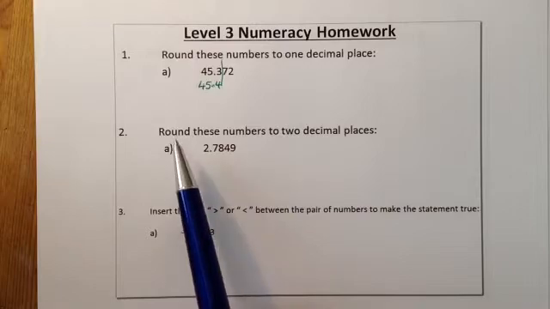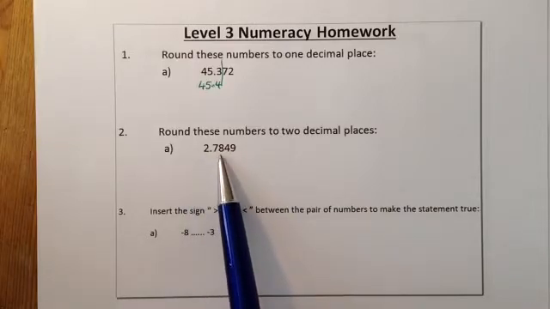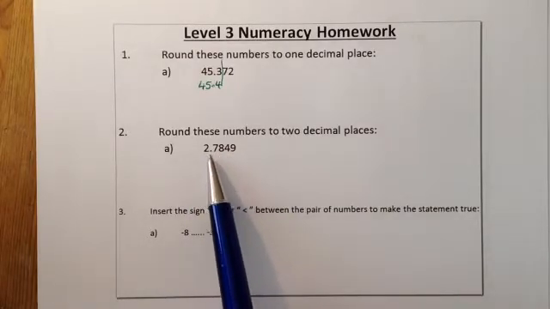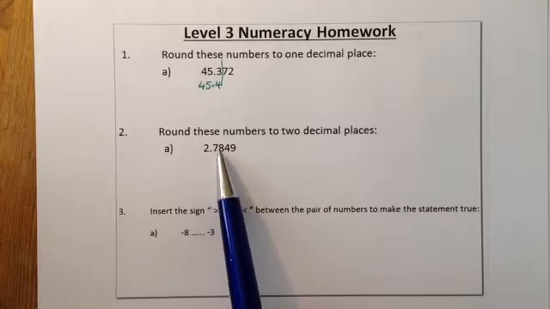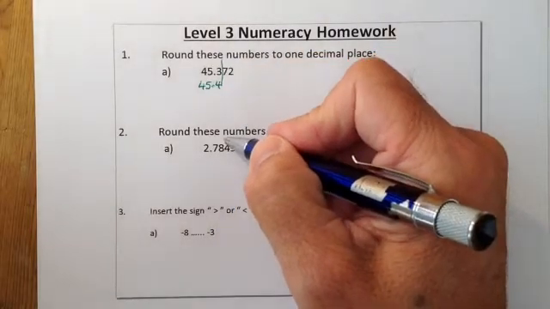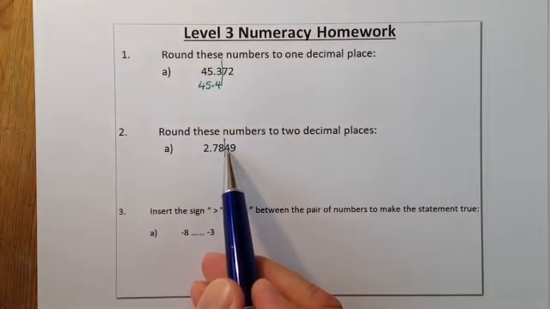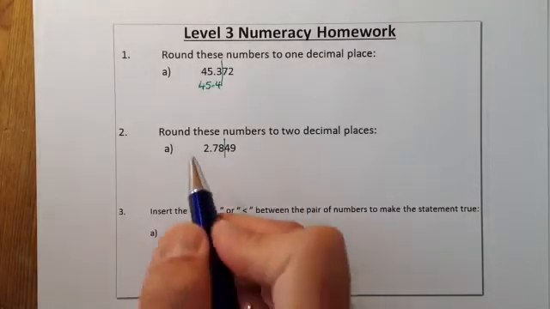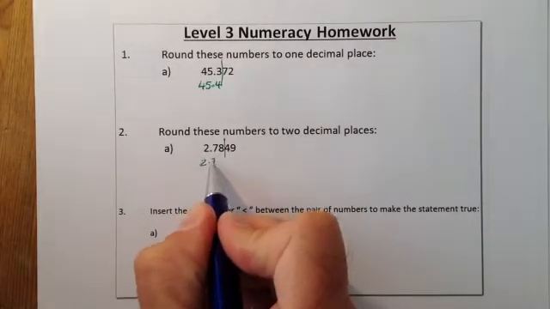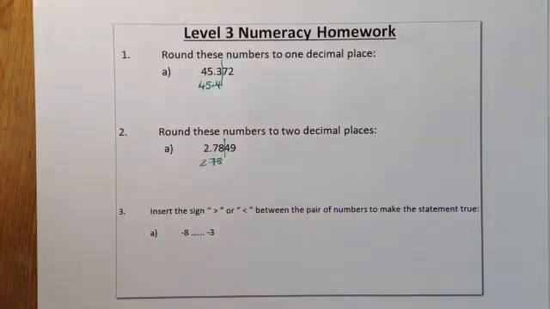Okay, next question. We're going to round this number here to 2 decimal places. Well, 2 places after the decimal would be 1, 2, so that's going to be cut here. When I look at this number, I'm looking to the right of the 8. It's a 4, so that's less than 5, so that's going to leave the 8 as it is. So this number here will become 2.78, and that's to 2 decimal places.